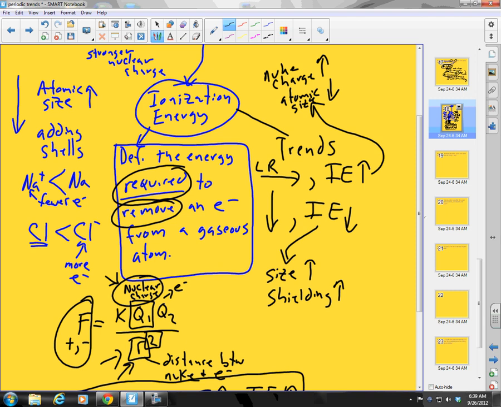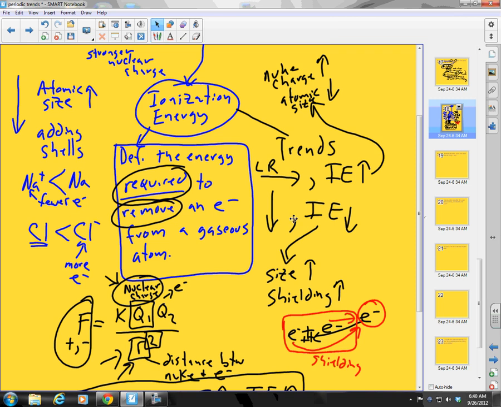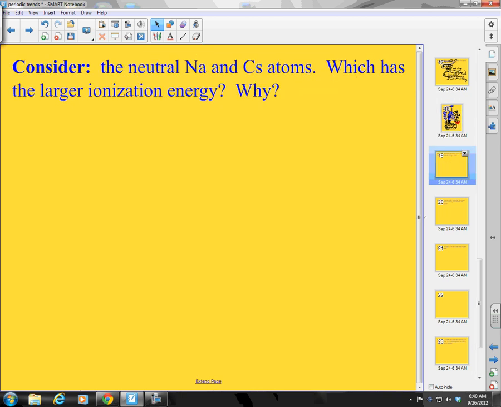Remember, what is shielding? Well, that's when I have my nucleus, and then I have some electrons in the core, you might say, and I have an outer electron. This electron feels attracted here, but it is repelled by these two other electrons, and this repulsion by the inner electrons is called shielding. That is making it easier to remove this electron because they're pushing it away, saying, get out of here. There are too many of you hot electrons by this nucleus.